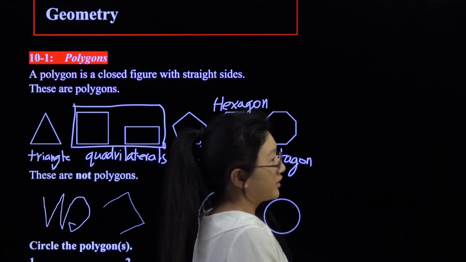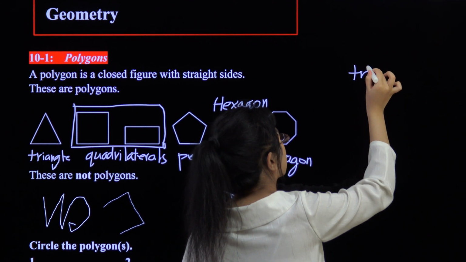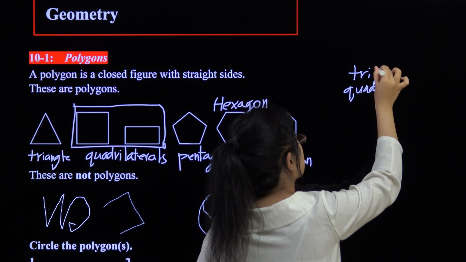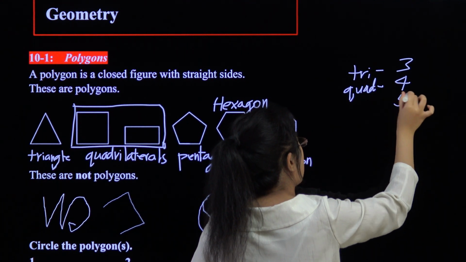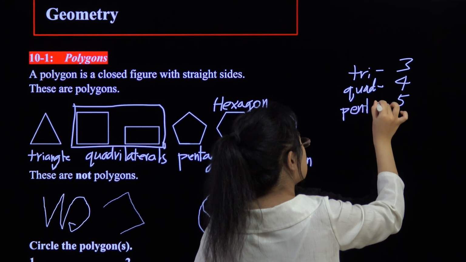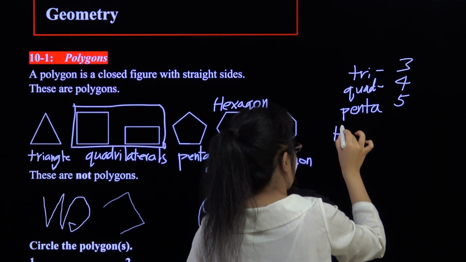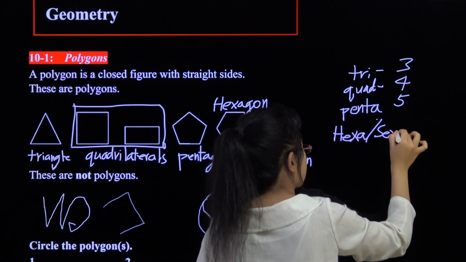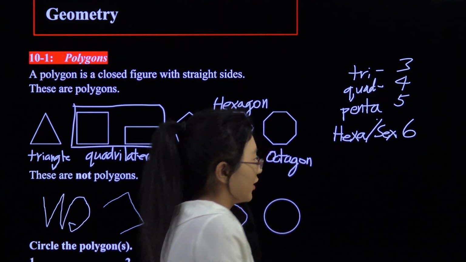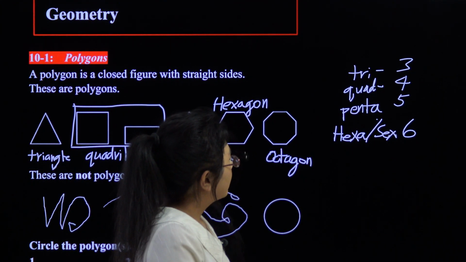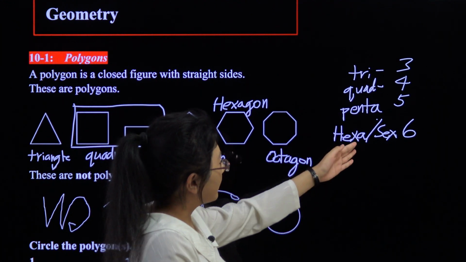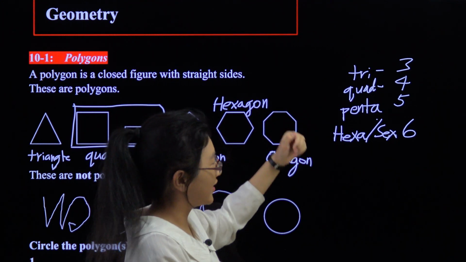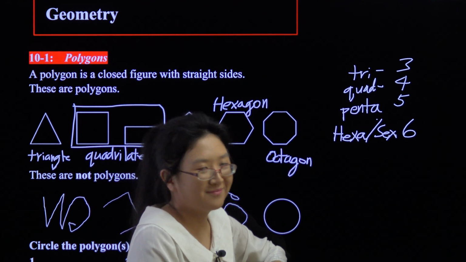Now, I'm going to list them out. So it's tri for triangle, and then it's quad. This is 3, 4, 5 is penta, and then it's hexa or, don't laugh guys, sex for 6. Okay guys, the second one is usually used for things such as trillion, quadrillion, pentillion, and sextillion.